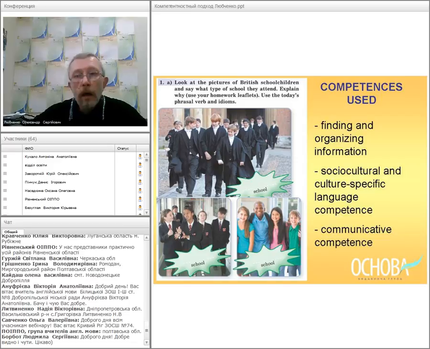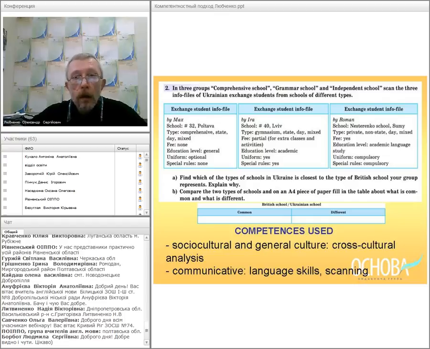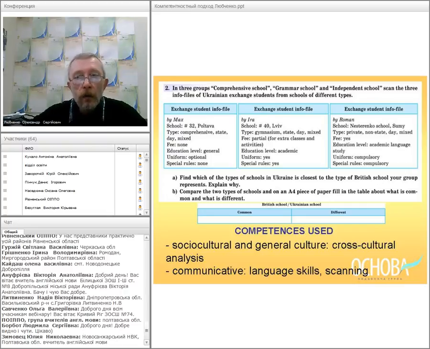And while they're discussing that, they develop their communicative competence, and they compare the cultures, they compare their school, they compare the schools they see, the kids they see, and that is why they infer something, they understand something about the culture. So that is sociocultural or culture-specific language competence. The next one refers to comparing the two, definitely comparison between the two types of cultures.